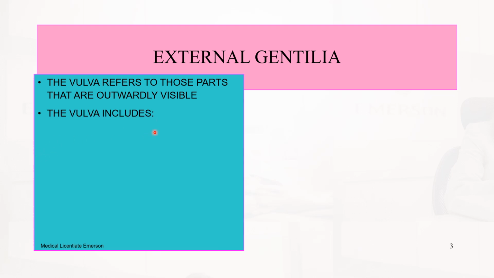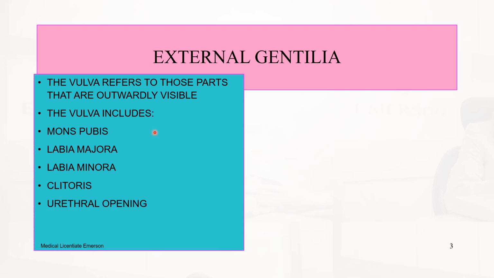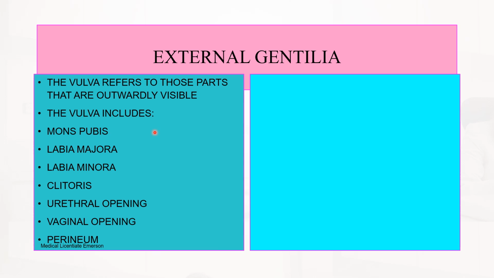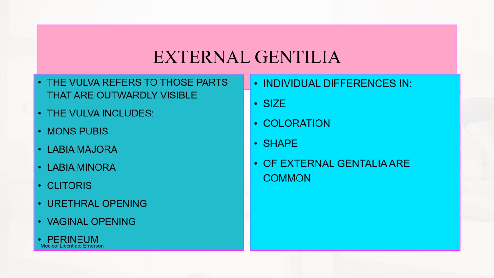So the vulva is also known as, of course, the external genitalia, just in case you didn't know that. The vulva includes the mons pubis, the labia majora, the labia minora, the clitoris, urethral opening, and the vaginal opening. That's what the vulva consists of. Then finally, the perineum. Then there are some individual differences in the size of the vulva, the coloration, and the shape, and these differences are actually very common.